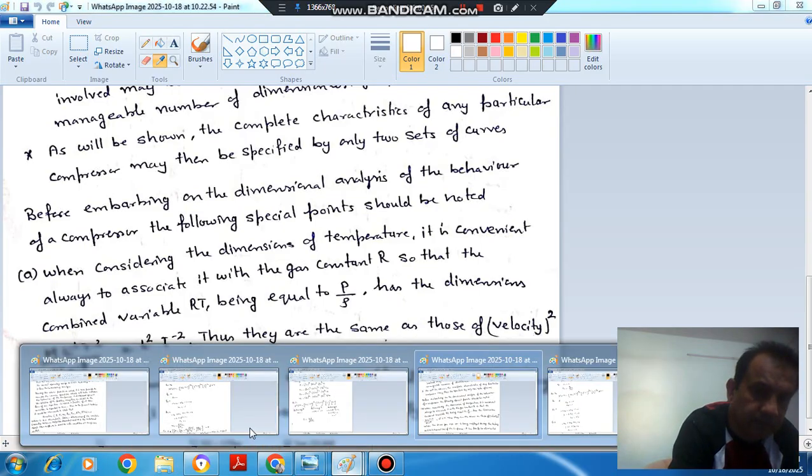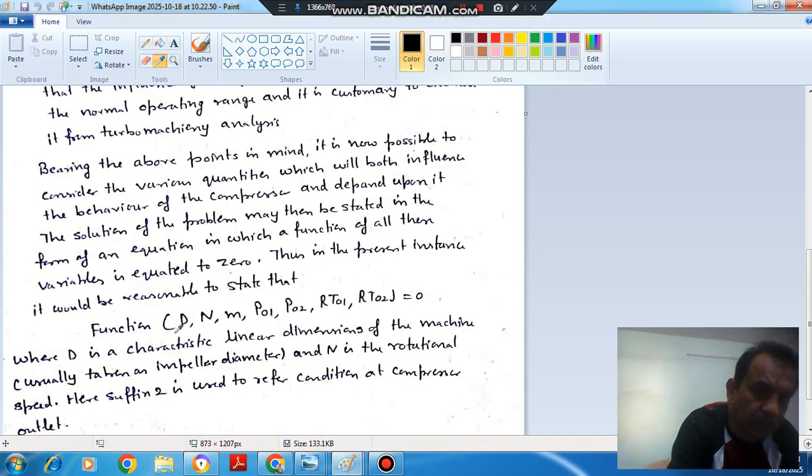Further, we studied that these quantities form a function: D, N, m, P01, P02, RT01 and RT02. From these quantities we will derive the non-dimensional quantities, where D is diameter, N is speed, m is mass flow rate, P01 is inlet pressure, P02 is outlet pressure, RT01 is the product of the characteristic gas constant and inlet stagnation temperature, and RT02 is the product of the characteristic gas constant and outlet stagnation temperature.